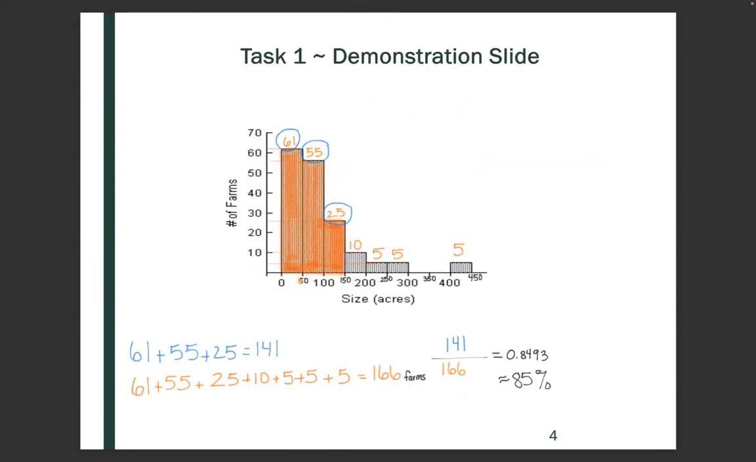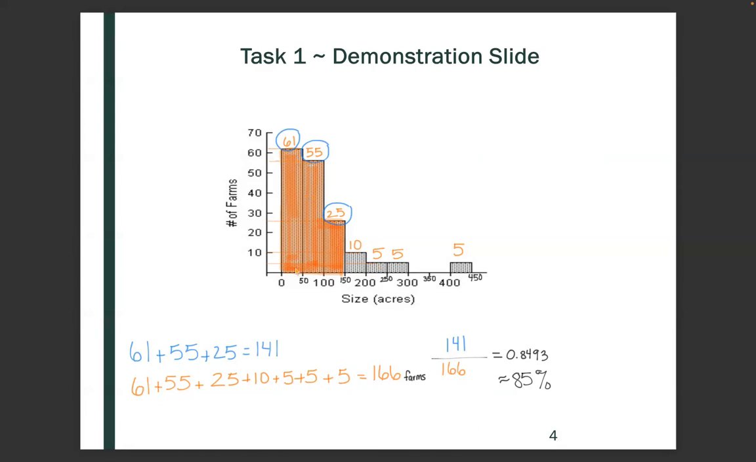So here, how I first go about solving this is, the vertical y-axis is the number of farms, and the horizontal x-axis is the size of the farms in acres. So I look at the y-axis and determine the number of farms for each of the bins in the histogram.